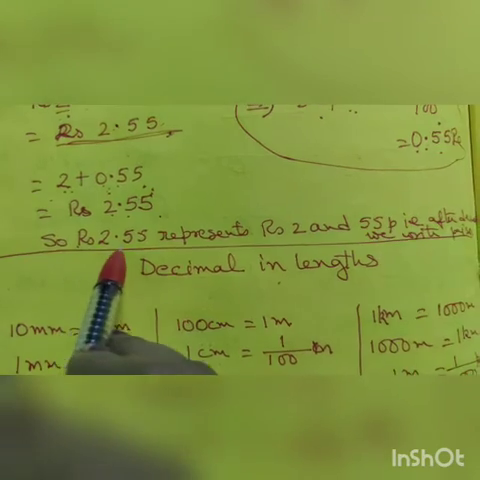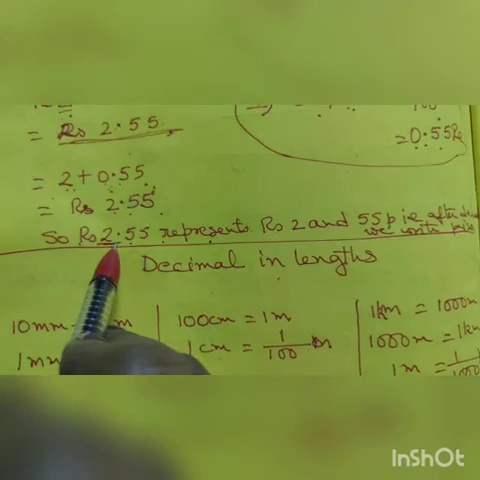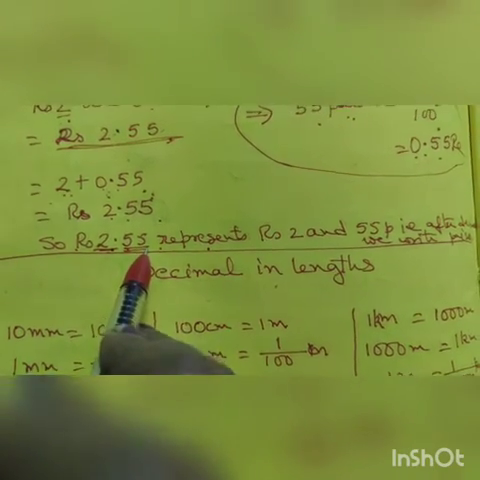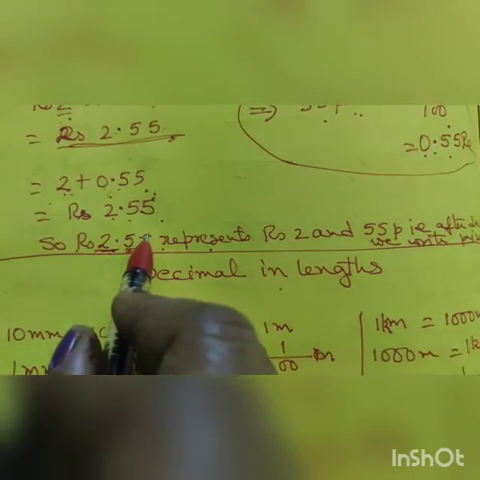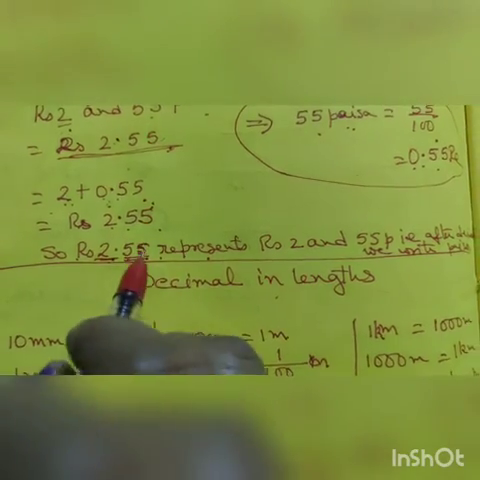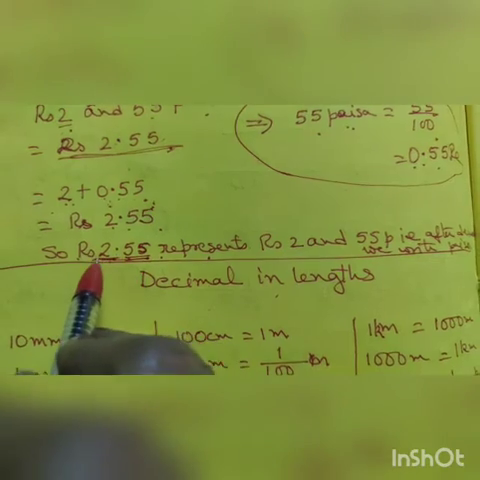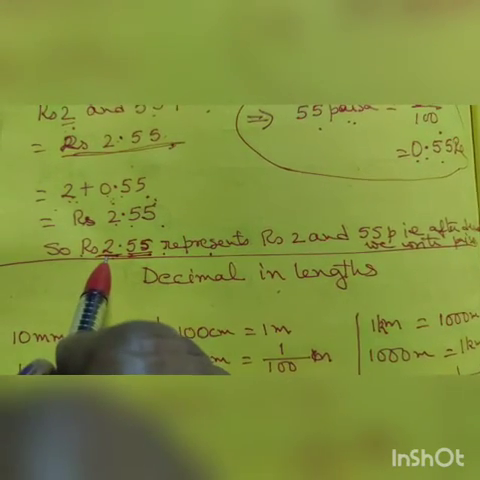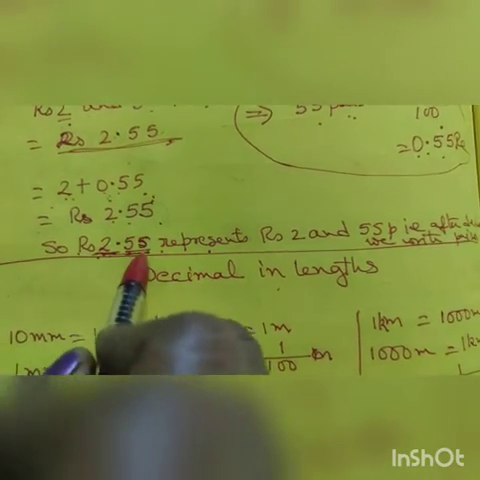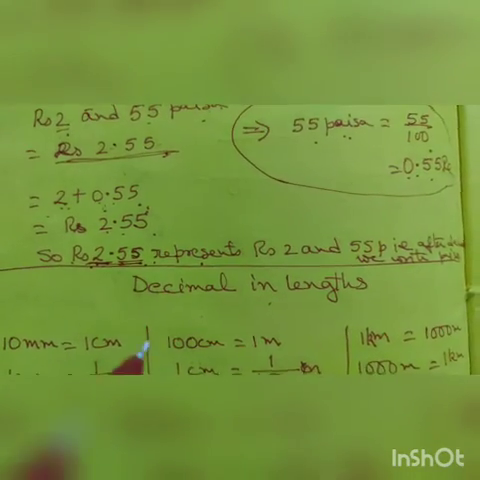So what does rupees 2.55 represent? 2 is the rupees part, and this is the paisa part. From this we can understand one thing: even if you don't solve all this, by looking at this number you can say this is the rupee part, and whatever number comes after the decimal is in paisa form. This is in the case of rupees and paisa.